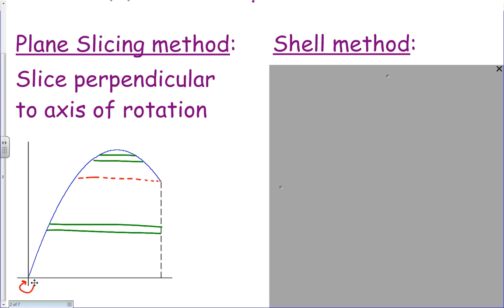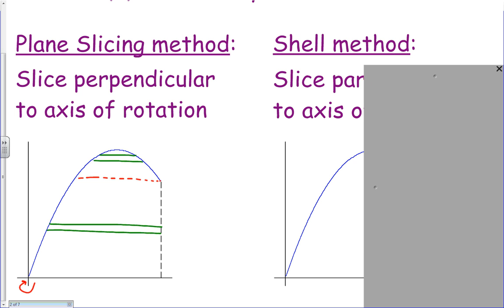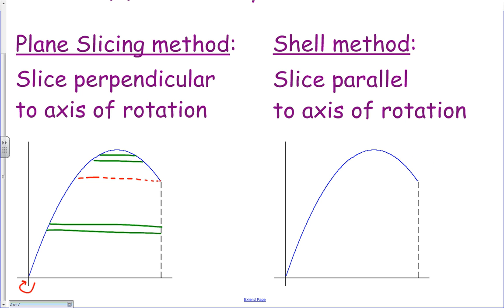So the shell method, on the other hand, says that rather than slicing this thing perpendicular to the axis of rotation, we're going to slice parallel to your axis of rotation. So again, we're rotating around the y-axis, so we'll indicate that. We have the same function here, but we're going to rotate around the y-axis. And so now my slice, when I sketch it in, since my axis of rotation is vertical, my slice is parallel to that, so it's also vertical. So we'll draw in a vertical slice right here.